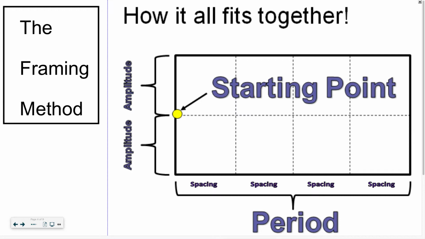But it's nice because the points that we put here into the frame, you could always transfer onto a coordinate plane, and then you would have like a very accurate graph of that trig function.